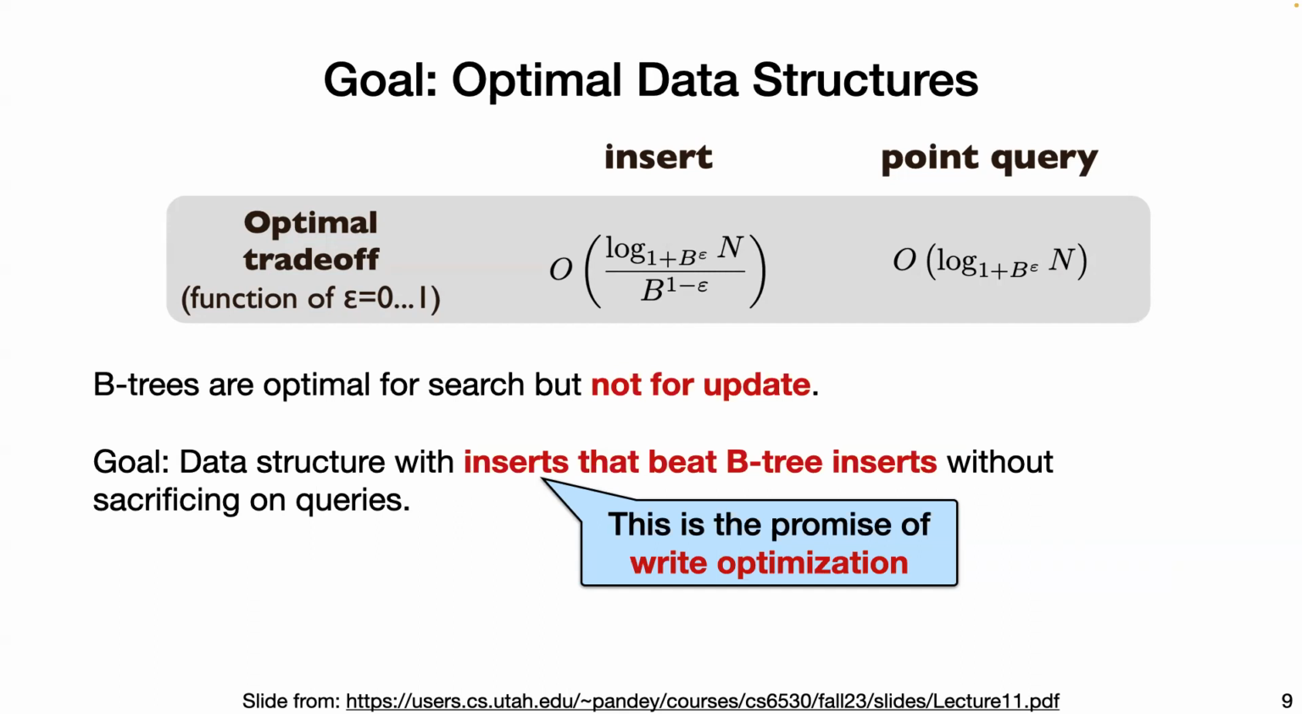And the goal is to get a data structure with inserts that are better than B tree inserts without sacrificing asymptotically in queries, and ideally practically as little as possible in queries. And this is the promise of write optimization, which is a larger class of data structures, and B to the epsilon trees are one type of write optimized data structure.